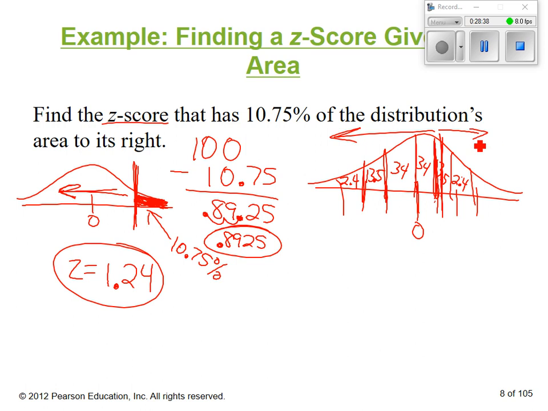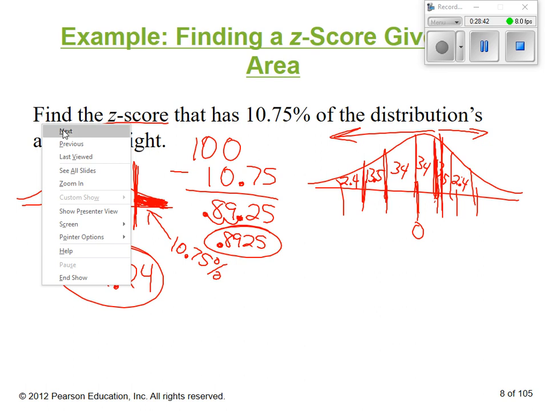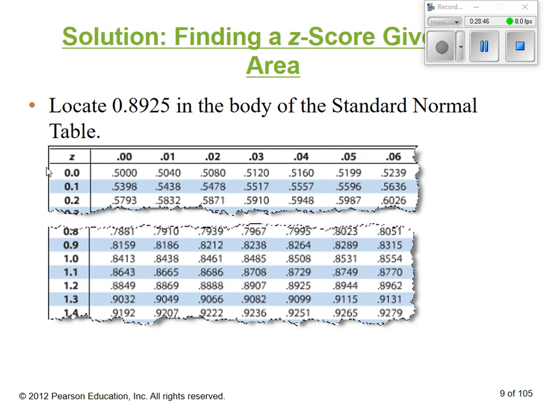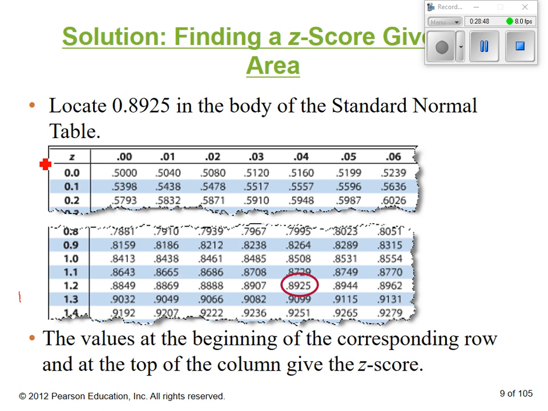Got it right. Brian lied to us or not. 1.24, looks about right.